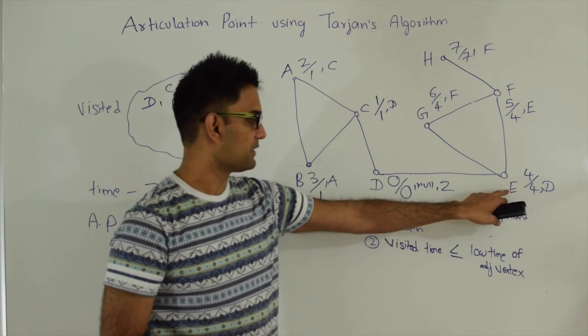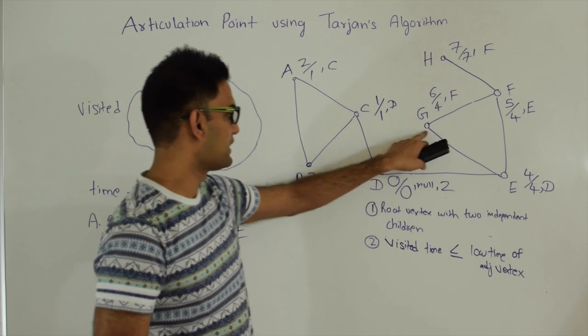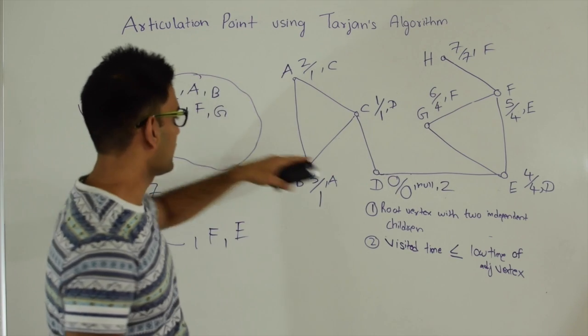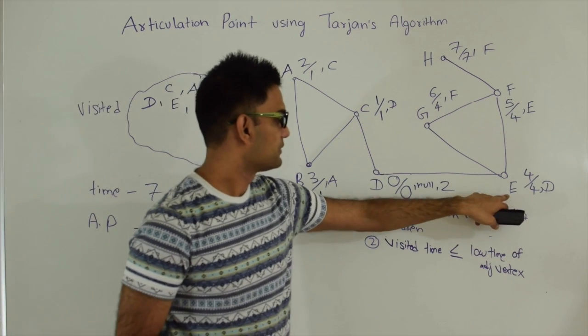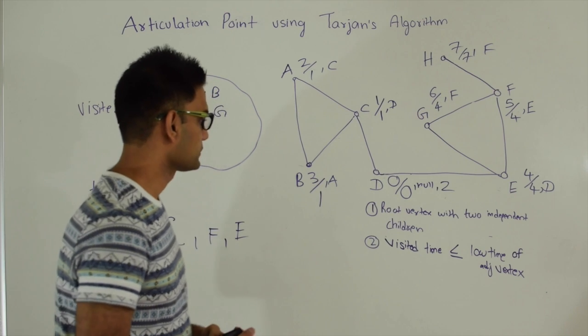So then we are done. E has another child G, but G is already visited, so we do nothing and we come back, and E is already an articulation point. So from E we come back to D.